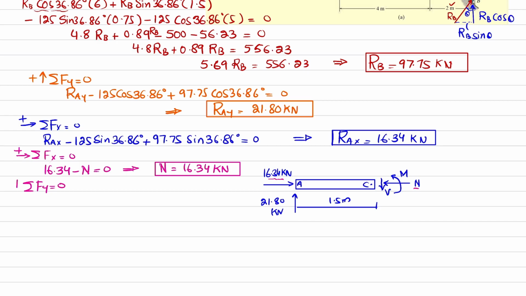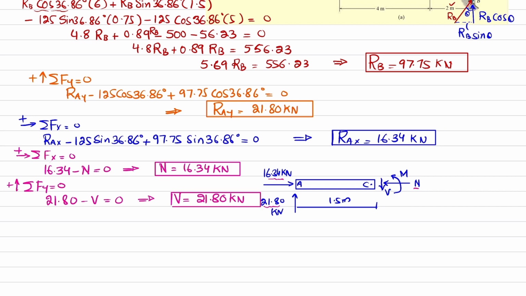Okay. Now we will find this shear force by using the equation of equilibrium, and upward force is taken as positive. So 21.80 is acting upward minus V is acting downward. Their sum must be equal to 0. So from here V will be equal to 21.80 kilonewton.